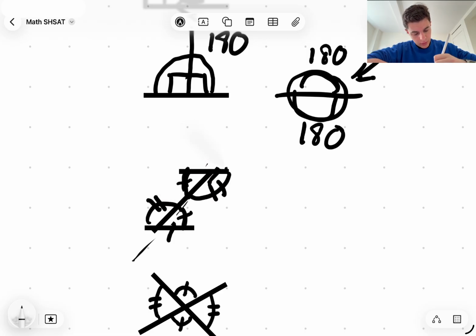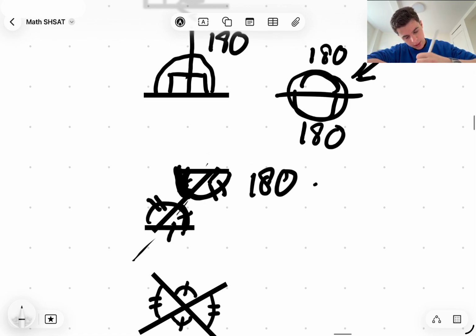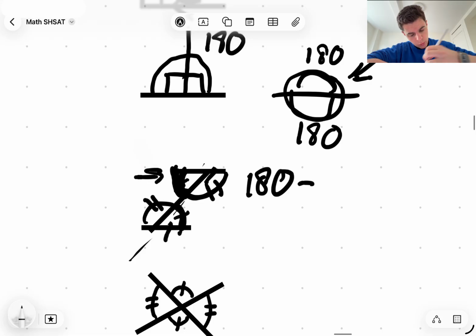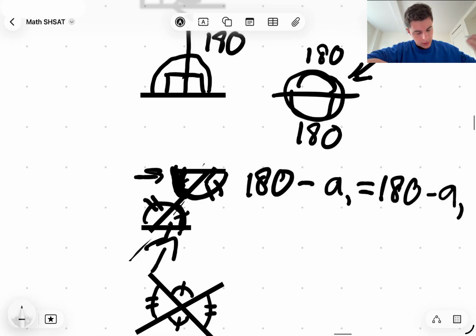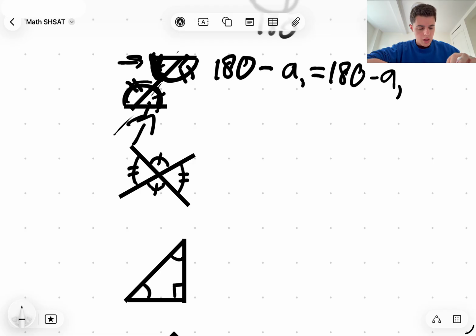Because we know that this big thing here is 180, right? And if we know that this is equal to this, so 180 minus, let's call this angle 1, right? So A1 must be equal to 180 minus A1, right? That's the same thing down here. So we know that this also has to be equal.